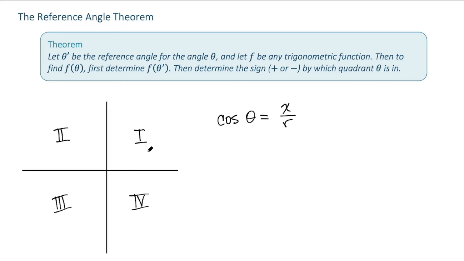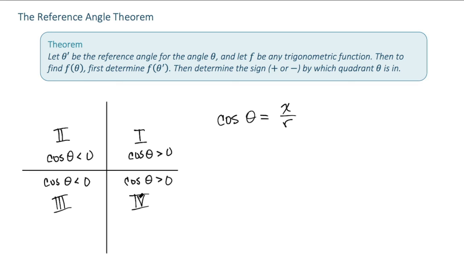So in the first quadrant, x is positive, so cosine will be positive here. In the second quadrant, the x-coordinate is negative, so the cosine would be negative. In the third quadrant, x is still negative, so the cosine would still be negative. And in the fourth quadrant, x is positive, and so the cosine would be positive.